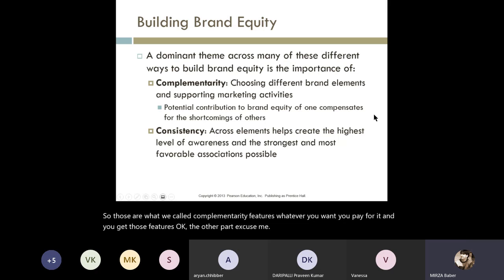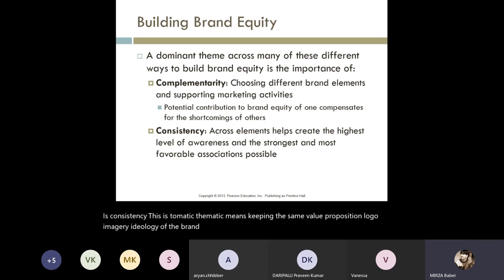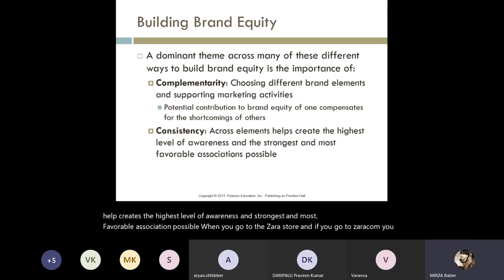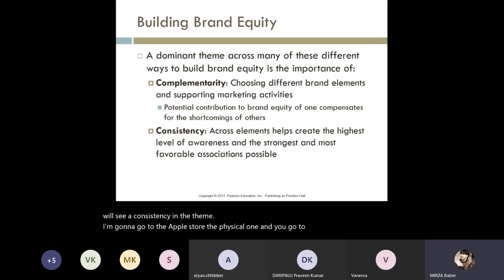The other part is consistency. This is thematic. Thematic means keeping the same value proposition, logo, imagery, and ideology of the brand consistent across the product line. So across elements, it helps create the highest level of awareness and the strongest and most favorable association possible. When you go to the Zara store, and if you go to Zara.com, you will see a consistency in the theme. When you go to the Apple store, the physical one, and you go to the iTunes store online, there is consistency once again, and also in the product design itself.